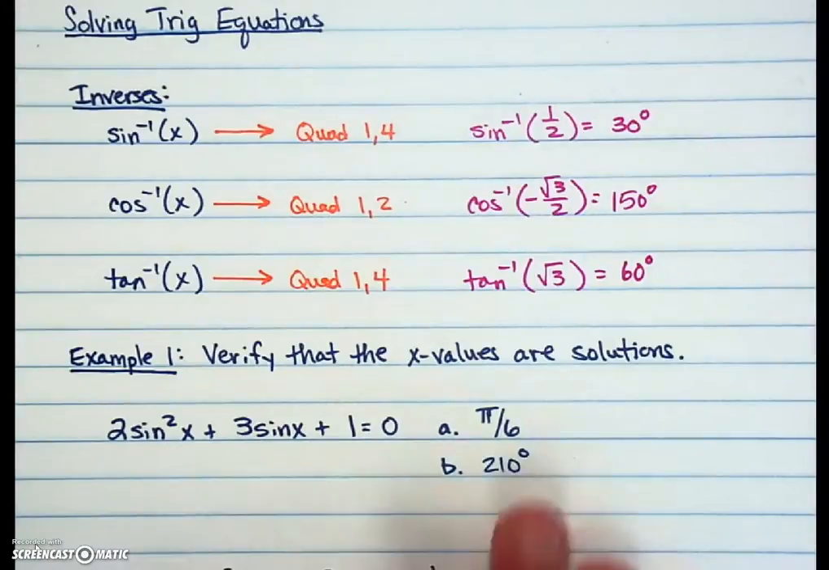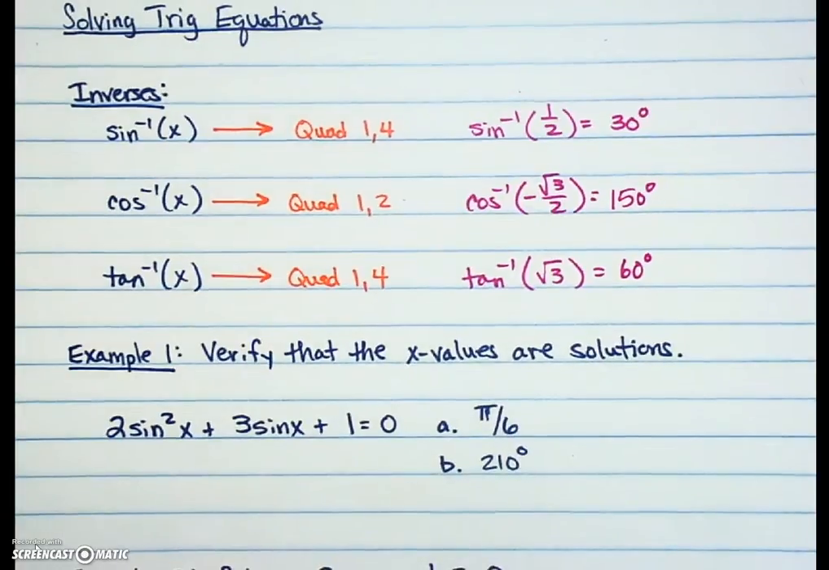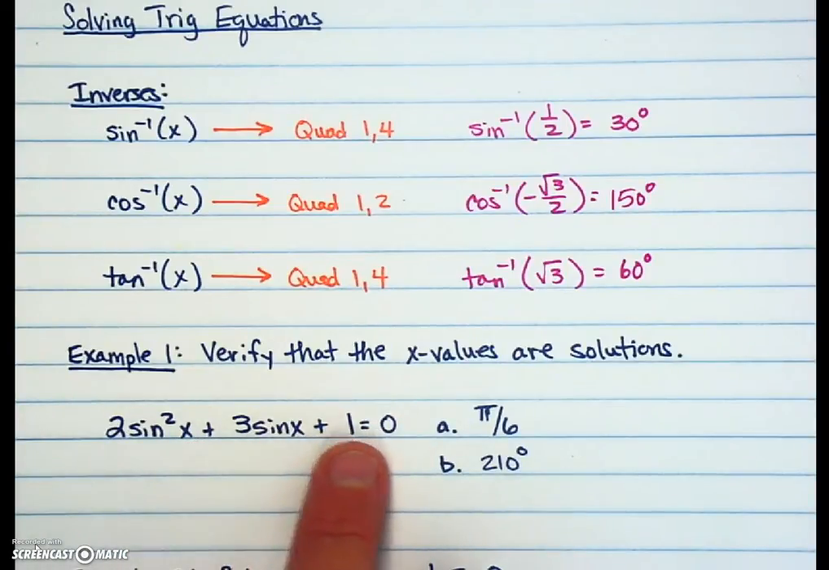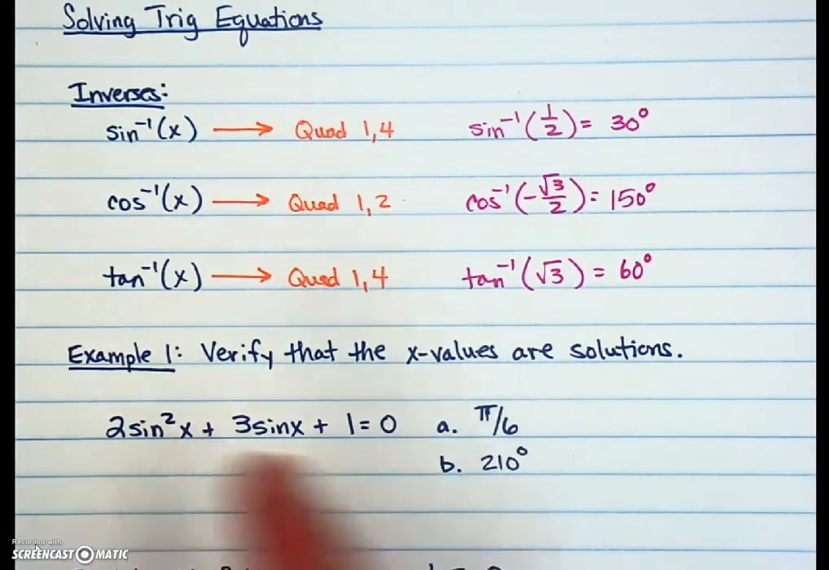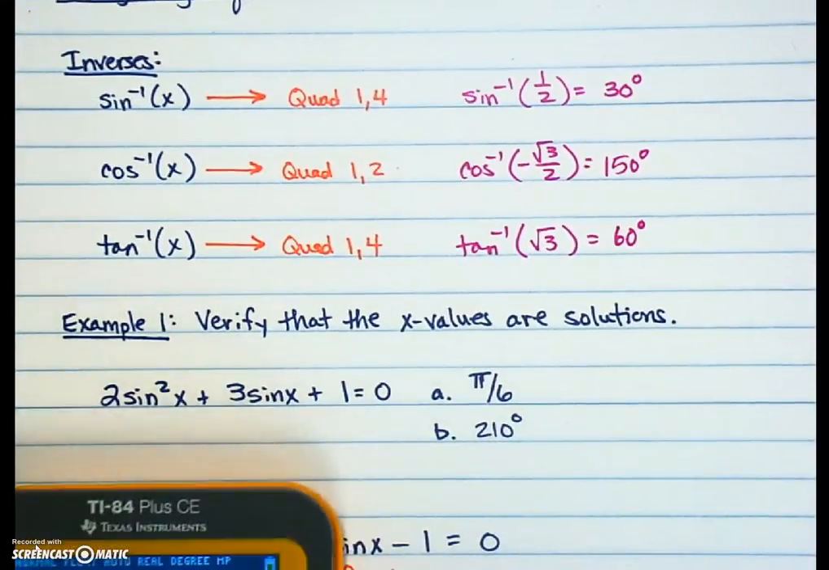All right, so just a few things on solving. I'm going to give you just a couple examples, and then we'll do some more in class tomorrow. First of all, it says verify that the x values are solutions. This is very, very easy. This is what a trig equation looks like: 2 sine squared x plus 3 sine x plus 1 equals 0. But I want to verify that these 2 answers are actually solutions to that. So I'm just going to plug these in for x and verify that I get 0.